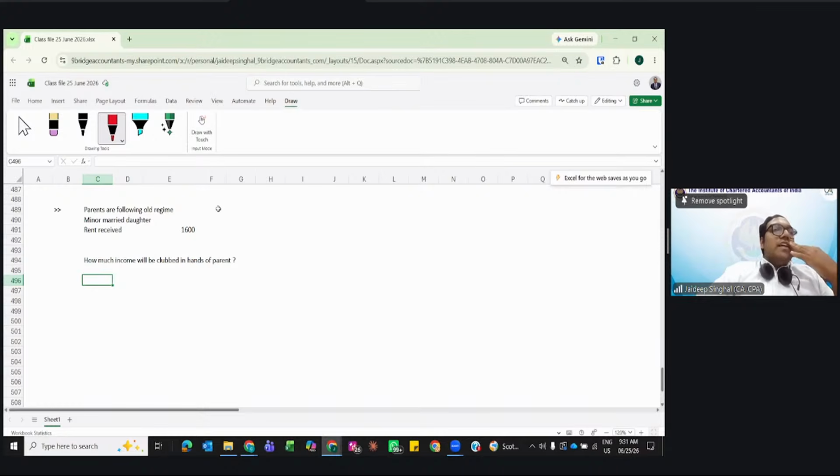Mathily, where is the 1500 deduction? Section 10(32) exemption. Sorry, exemption. They are following the old regime. Income from it is a minor married daughter. Minor married daughter, the clubbing applies. Section 27 does not apply.